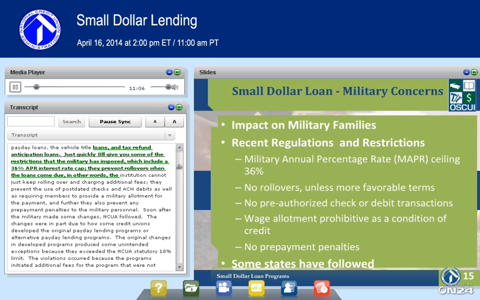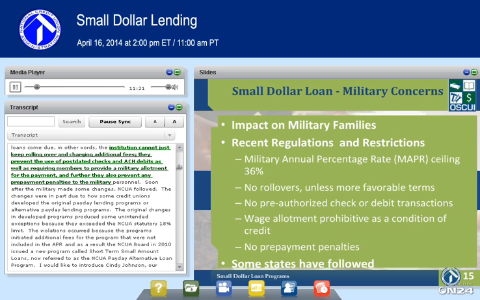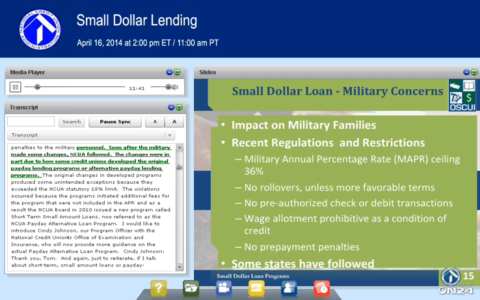Just to quickly give you some of the restrictions that the military has imposed, which include a 36% APR interest rate cap. They prevent rollovers when the loans come due. In other words, the institution cannot just keep rolling over and charging additional fees. They prevent the use of post-dated checks and ACH debits, as well as requiring members to provide a military allotment for the payment. And further, they also prevent any prepayment penalties to the military personnel.